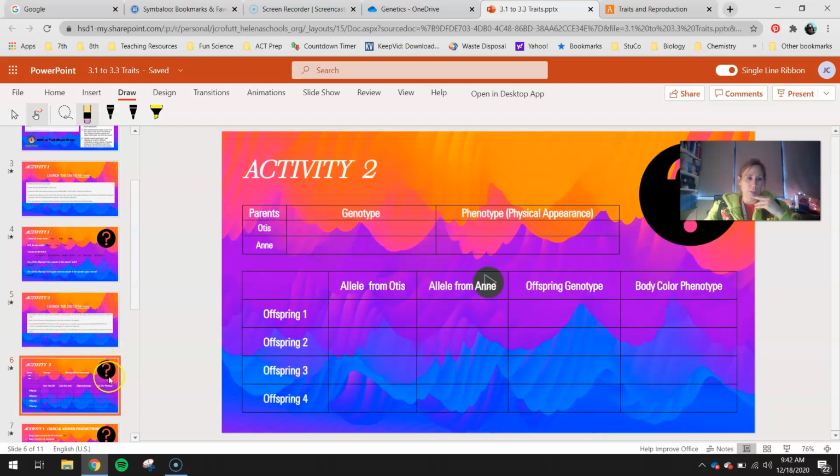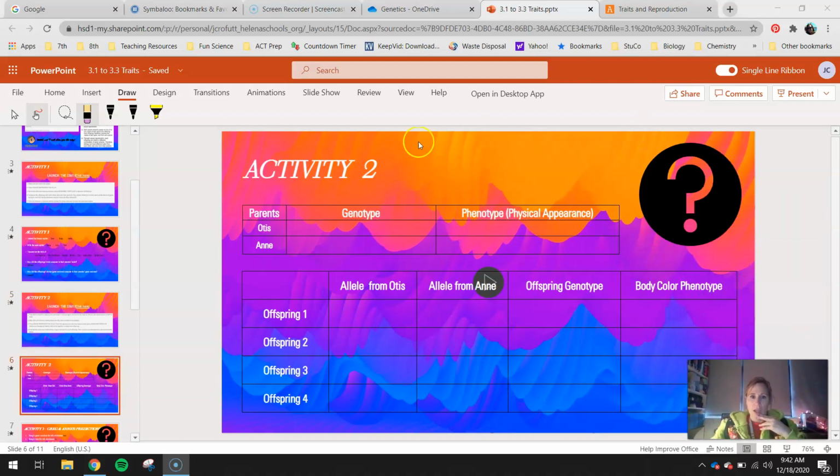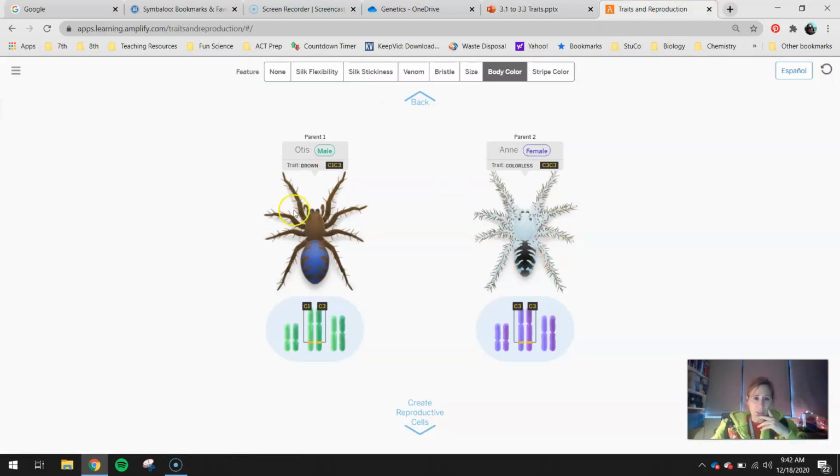So if we go to the next slide where we have questions to answer, notice the big old question mark, okay? We are going to first talk about Otis and Ann's genotypes and phenotypes. You should be able to click in these boxes and type. My computer's frozen up a little bit right now. Okay, but let's just take a look. All right, if we look at Otis, we're looking at body color.